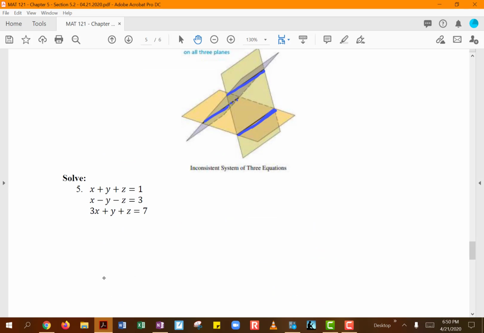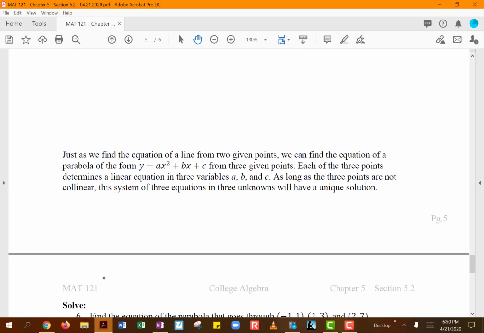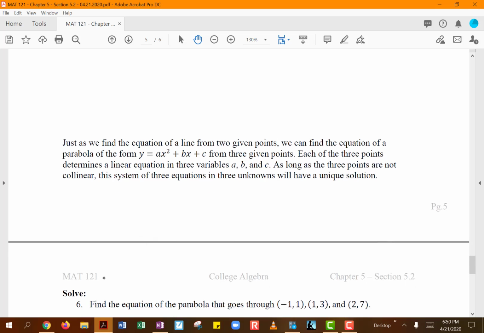Okay, so this is kind of how our three different types of solutions will end up looking, based on whether you have one solution, infinitely many solutions, or no solution. All right, now let's take a look at this next example here.